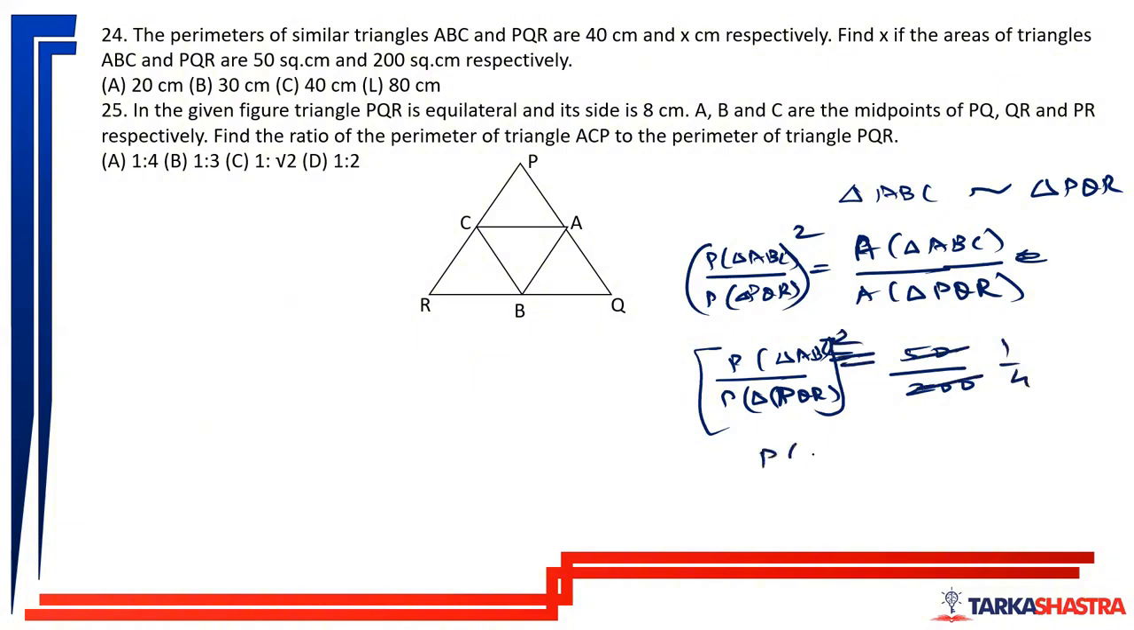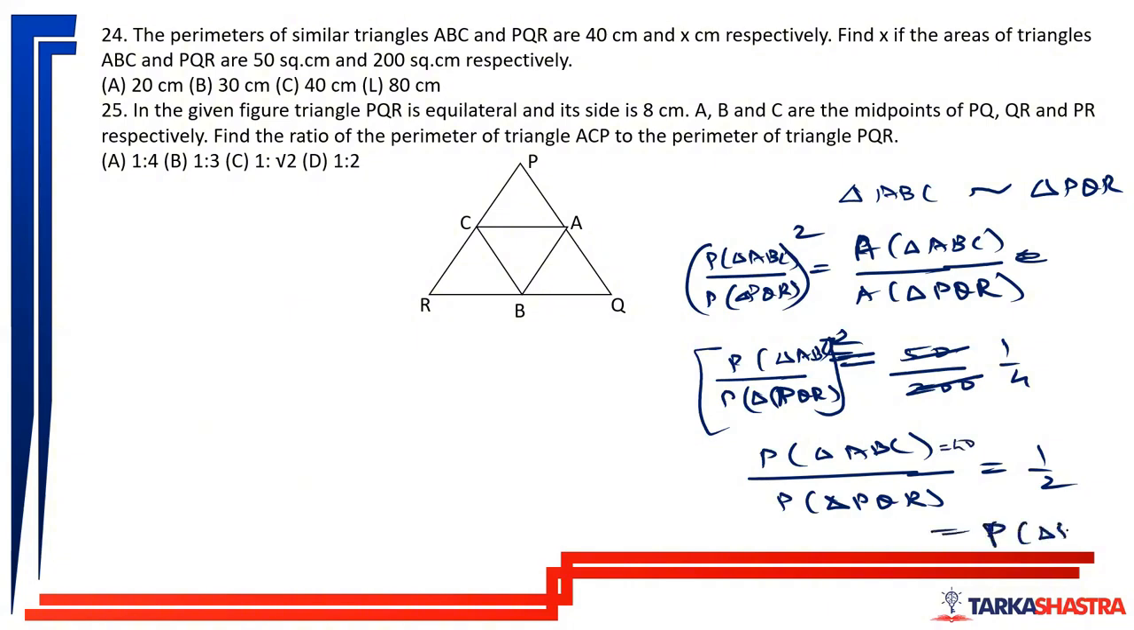Now, the perimeter of triangle ABC upon the perimeter of triangle PQR, if I take the square root, will become 1 by 2. I already know that the perimeter of triangle ABC is 40. So the perimeter of triangle PQR will be 2 into 40, that is 80 centimeters, option D. Moving forward to question number 25.